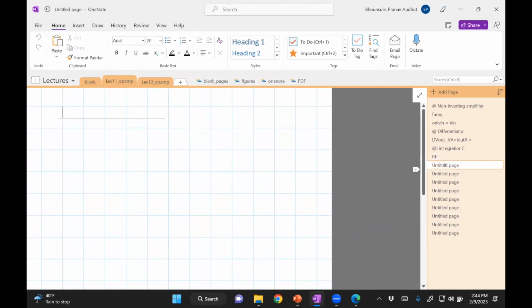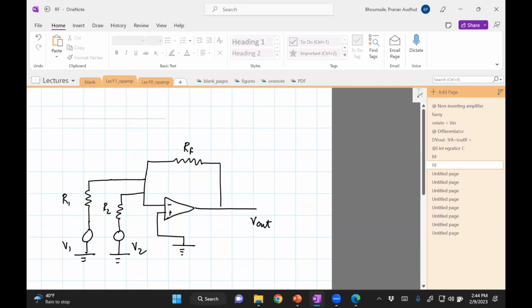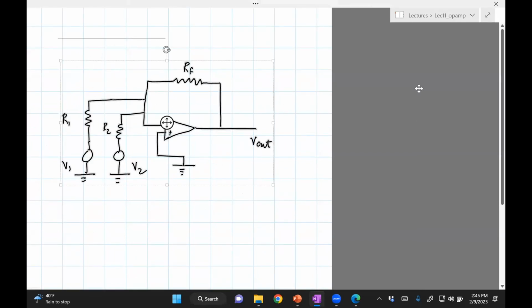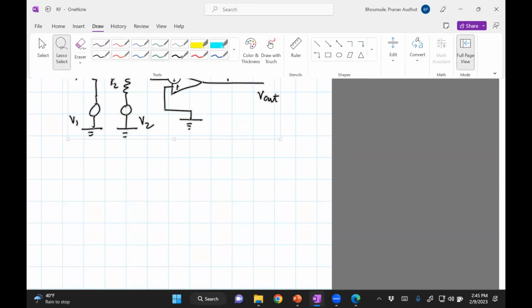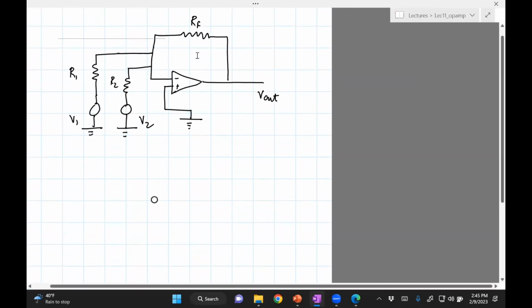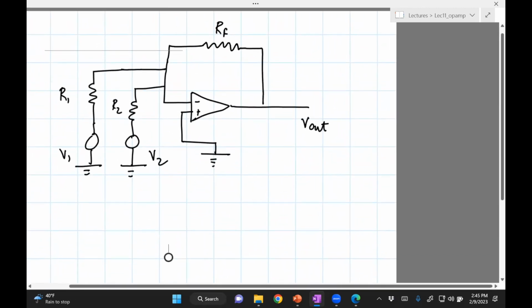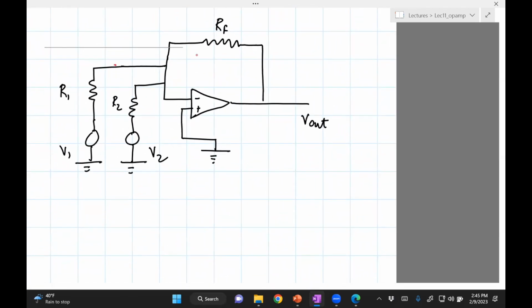Okay, so first let's set up currents so that we can then use the currents to relate the voltage differences. So let's say this is I1, this is I2, this is I out.